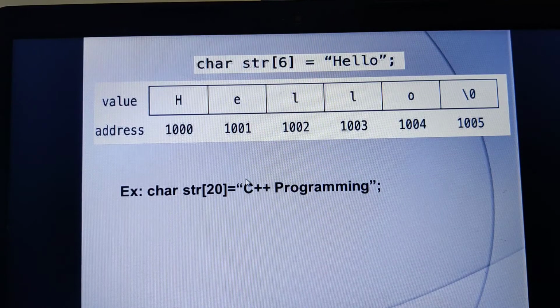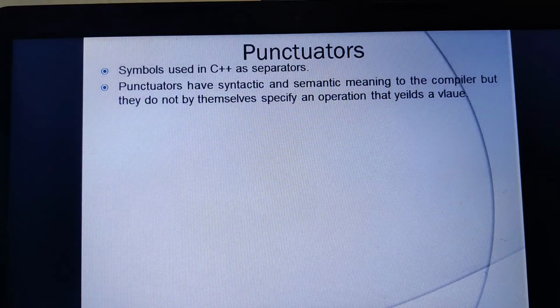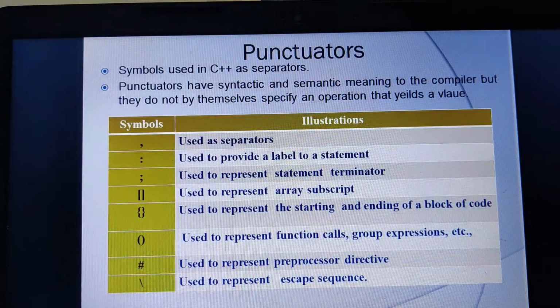Then we have discussed the punctuators. Punctuators usually act as separators, right? So these punctuators actually give the syntactic and semantic meaning to the compiler.